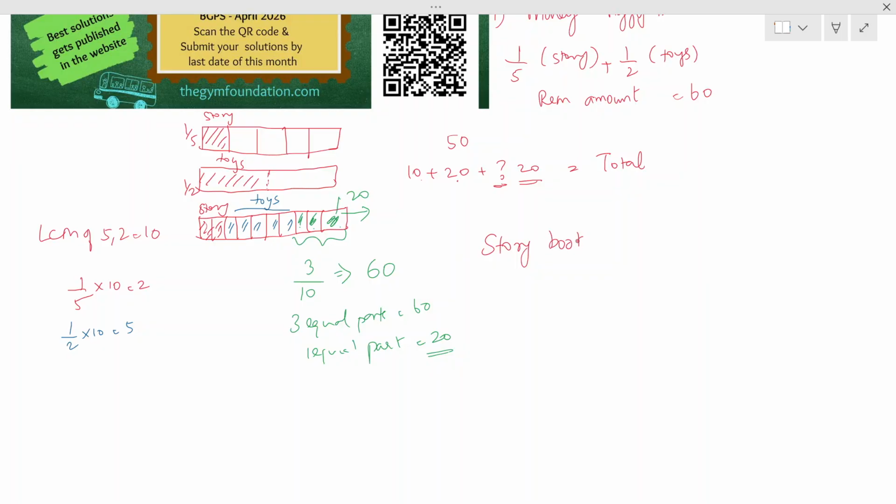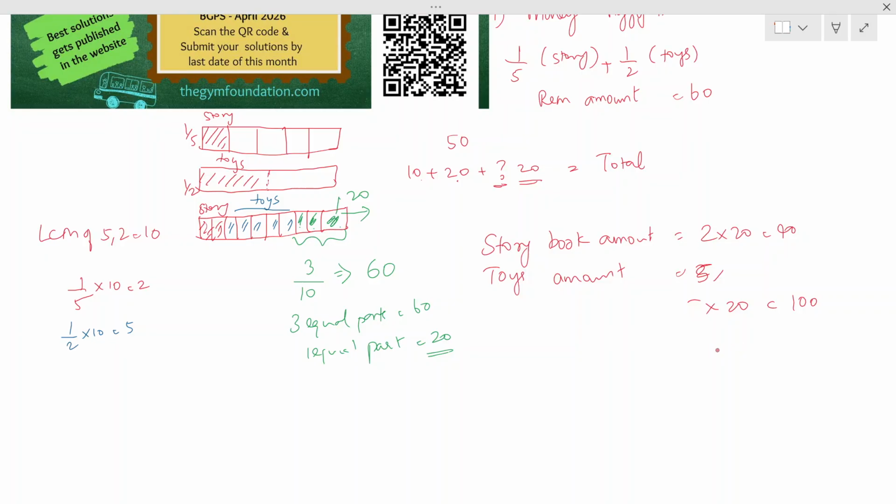So now what would be the storybook amount? The storybook amount will be 2 times the equal part, right? So 2 times 20 is 40. And what is the toys amount? Toys amount is how many? 5 boxes, right? So you can just simply do 5 times 20 because one equal part is 20 rupees. So 5 parts will be 5 times 20, which is 100.